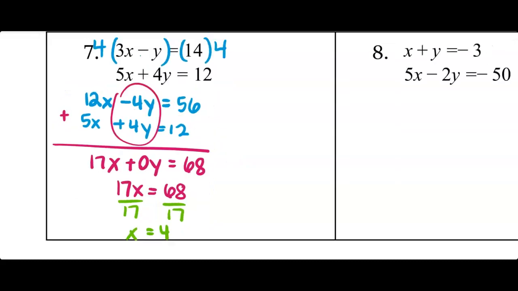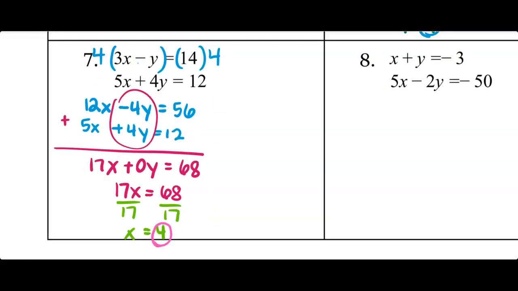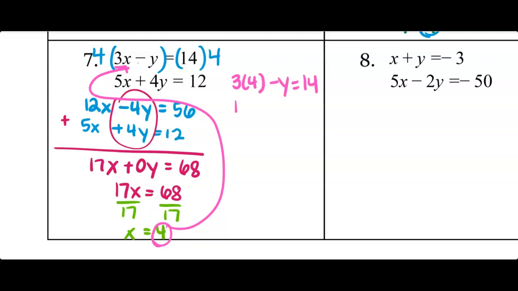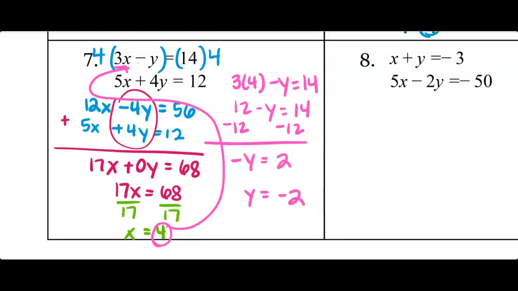Then I'm just going to take my x equals 4 and plug it straight back in. I'm going to actually do this one on the top. So I'm going to have 3 times 4 minus y is equal to 14. So 12 minus y equals 14. Minusing 12, I get negative y equal to 2, so y is equal to negative 2. So my final answer is 4, negative 2.